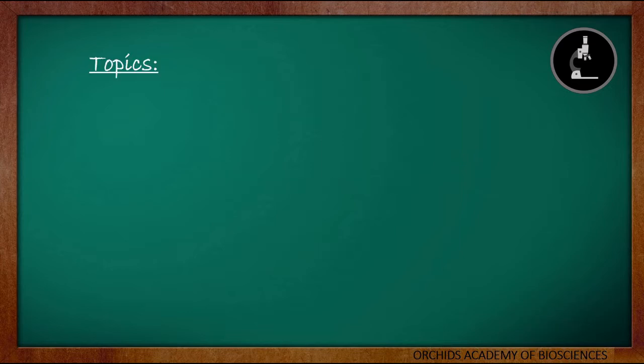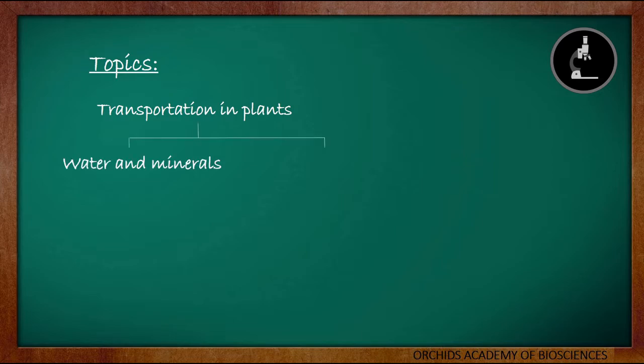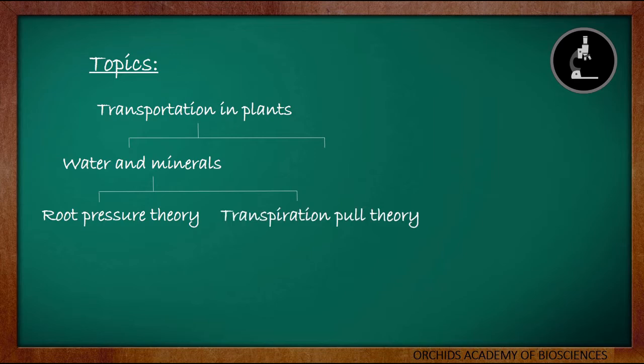The topics we will cover are transportation in plants, in which we will discuss the transportation of water and minerals using two theories, root pressure theory and transpiration pull theory. And finally, we will discuss the transportation of food in plants called translocation. So let's start with transportation in plants.